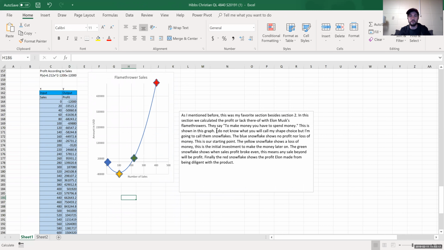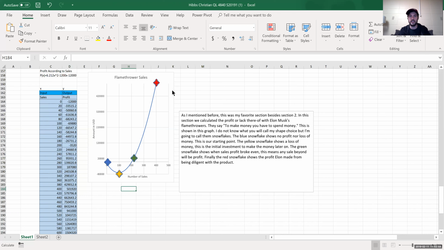I added the quote in here, to make money, you have to spend money. That's a common quote. I feel like it's very applicable to entrepreneurship. As you can see, we lost some money. That's okay. The profit drops a little bit after the initial investment, but then shortly after, the green snowflake shows where we break even. The break-even point is important because this shows any sales after the break-even point will be pure profit. This is where we finally made the money that we spent to start this endeavor, and now we're ready to make money. And then finally, the red snowflake shows pure profit down the line.